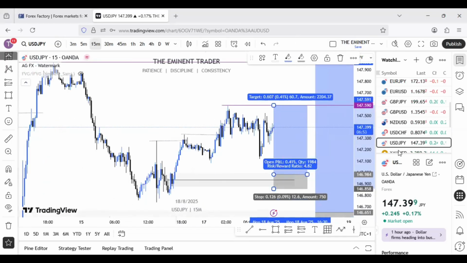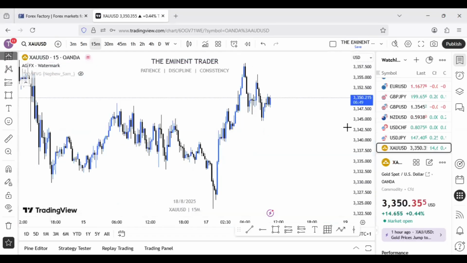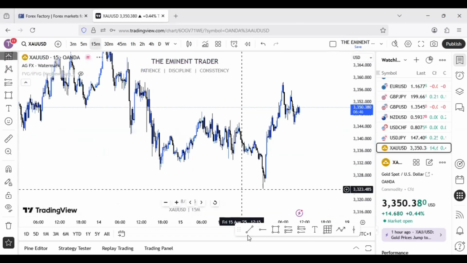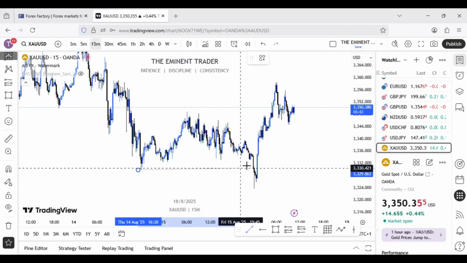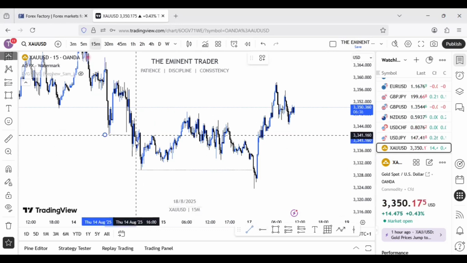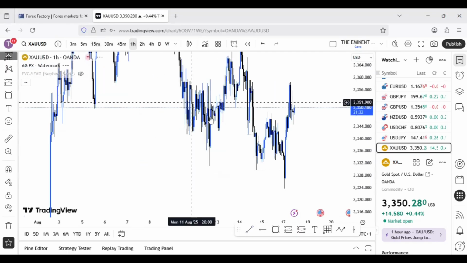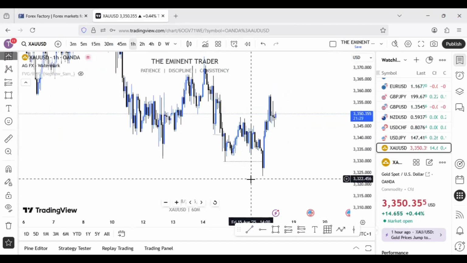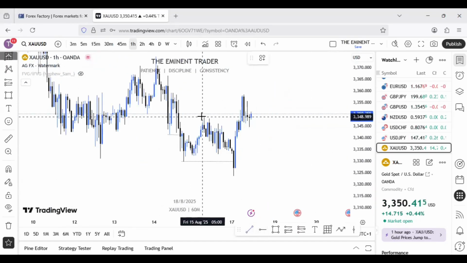So gold is the last one. I'm already tired. My voice is already going. So that's the last break of structure. Let me go to 1 hour first. We're still in line. Then it shifted.